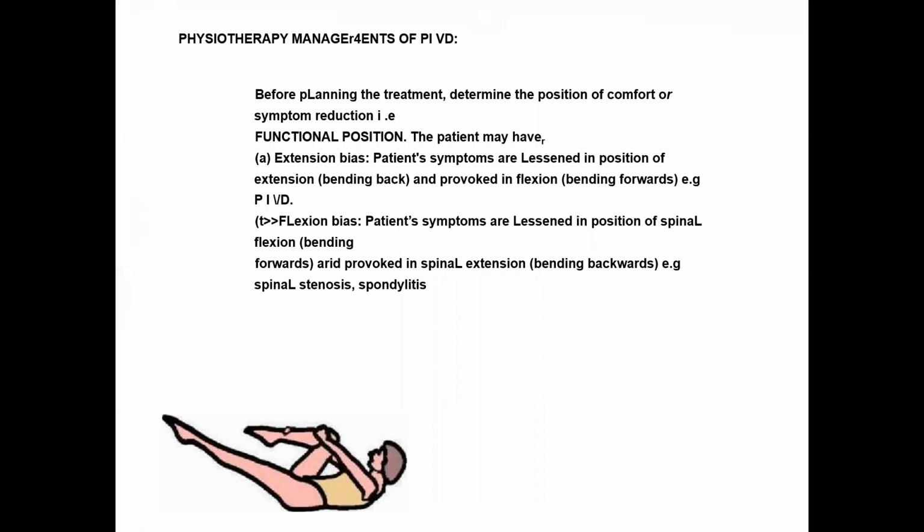Before planning the treatment, determine the position of comfort or symptoms reduction. That is functional position. The patient may have extension bias. Patient's symptoms are lessened in position of extension and provoked in flexion, for example, PIVD. The next comes flexion bias. Patient's symptoms are lessened in position of spinal flexion, bending forward, and provoked in spinal extension, bending backward, for example, spinal stenosis, spondylitis.